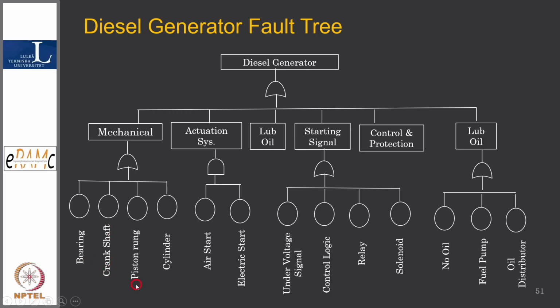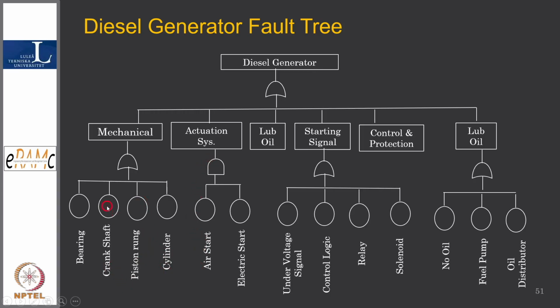Crankshaft failure, then piston ring failure. These are reciprocating components, and their friction is reduced by lube oil, lubricating oil. But if the oil quality is not good, piston ring failure occurs. Cylinders are more rugged compared to anything, so normally you don't see cylinder failure unless some catastrophic phenomenon has happened. Similarly, now you see here, these are OR.